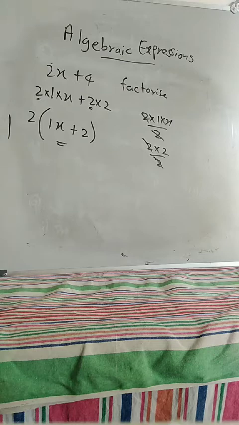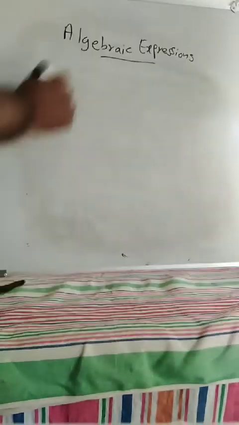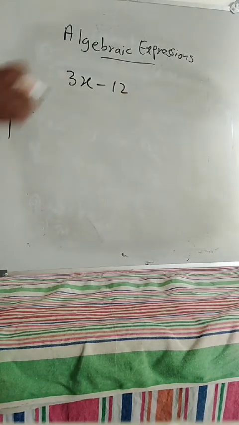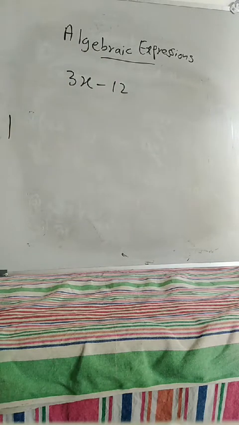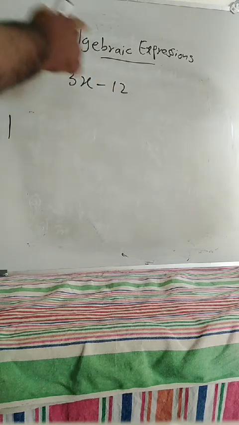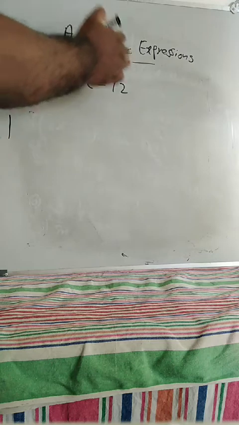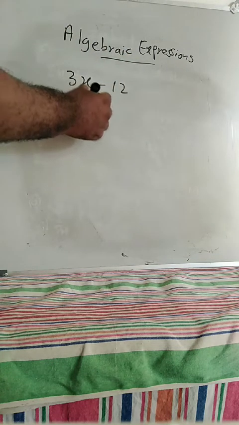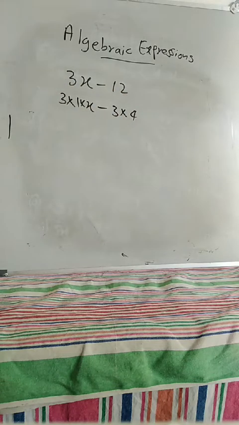Understand? Right. Another one, this is a very important one. Factorize 3x minus 12. Here can you see this? This is an algebraic expression with 2 terms. The known terms are 3 and 12. What is the relation between 3 and 12? Yes, both of them are multiples of 3. Then 3 I can write as 3 into 1 into x. 12 I can write as 3 into 4.